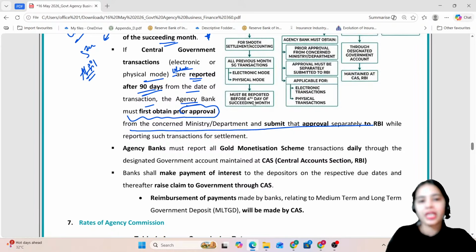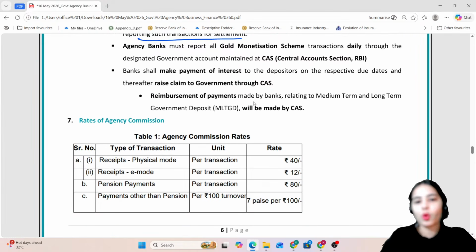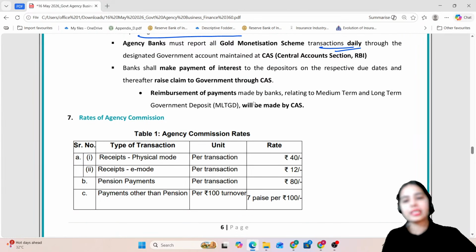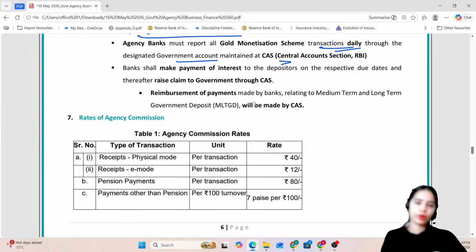So basically, if the central government transactions are reported or updated after 90 days from the date of transaction, first approval has to be taken from the concerned ministry or department to report these kinds of transactions, and that approval has to be submitted separately to RBI. While reporting such transactions for settlement, the agency bank must report all gold monetization scheme transactions daily through the designated government account maintained at the central account section.